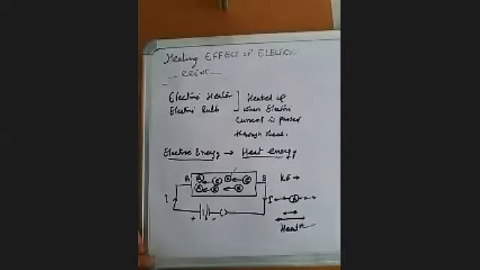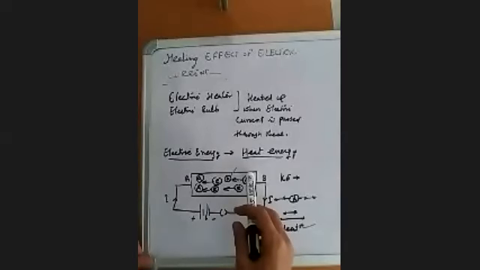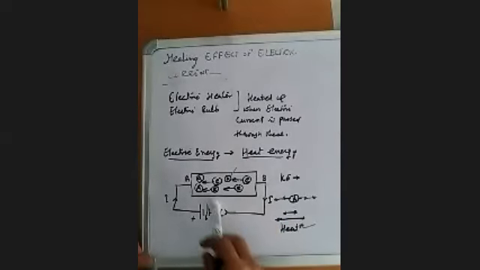So that is how electric energy, because who is supplying energy to the electrons? The battery or a cell. So this is basically electric energy. So electric energy is being converted into heat energy. So that is how the heat is generated when current is passed through the conductor.